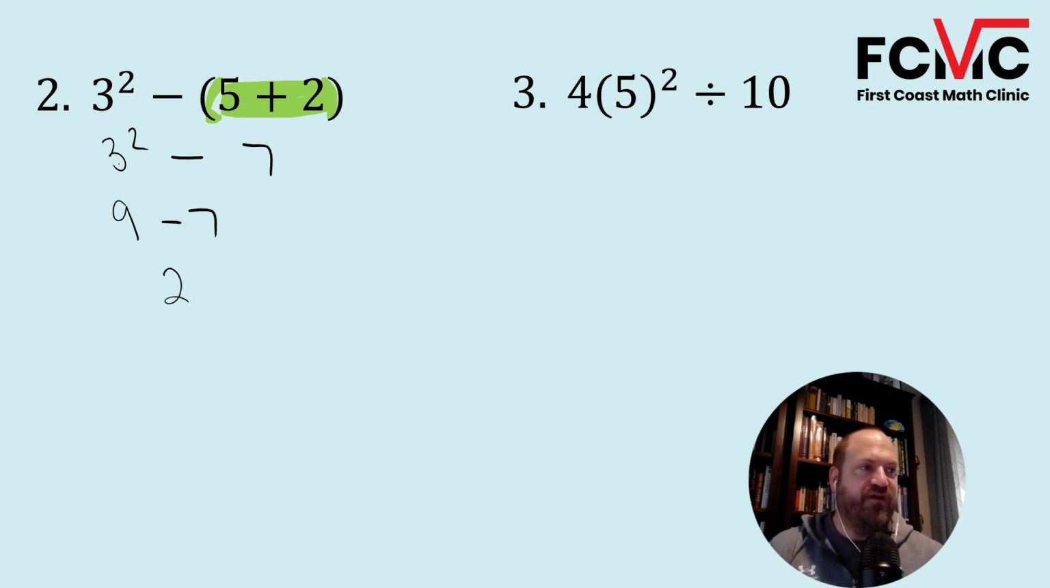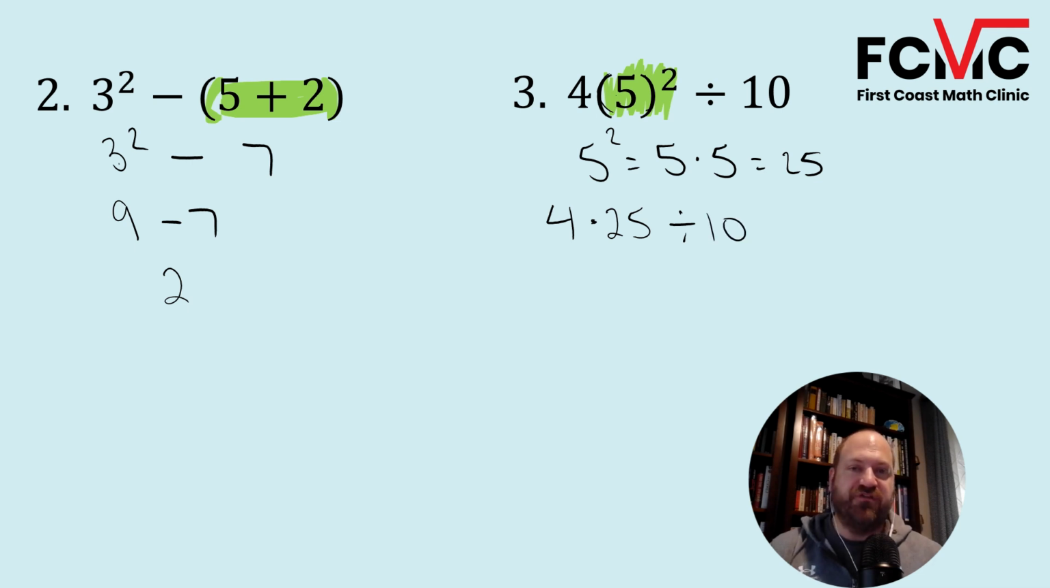Number 3, we've got 4 times the quantity, or times, 5 to the second power. We're using the parentheses here to mean multiplication. 4 times 5 to the second power divided by 10. So we've got multiplication, exponents, and division. Let's do our exponents first. 5 to the second power is 5 times 5, which is 25. So we'll have 4 times 25 divided by 10.